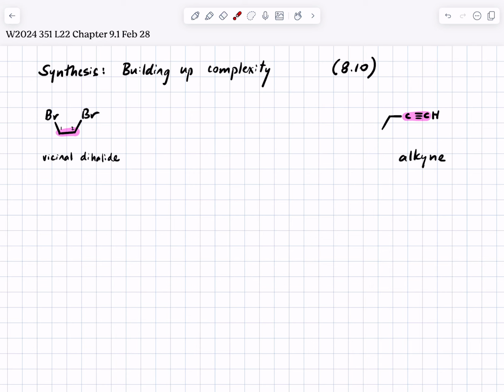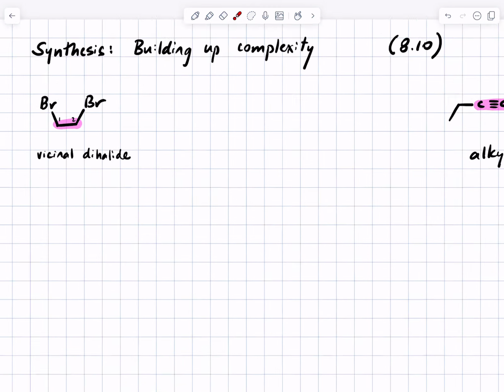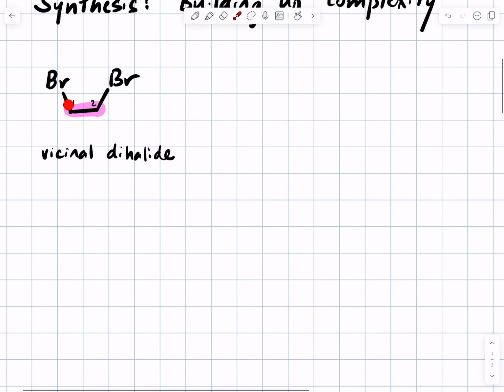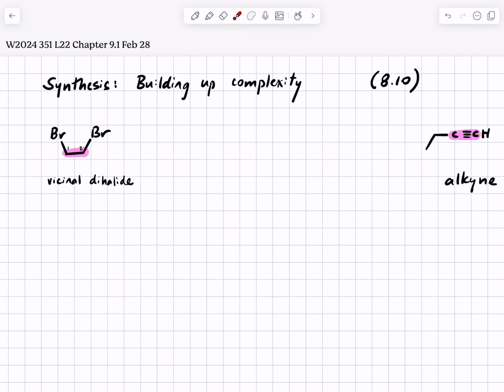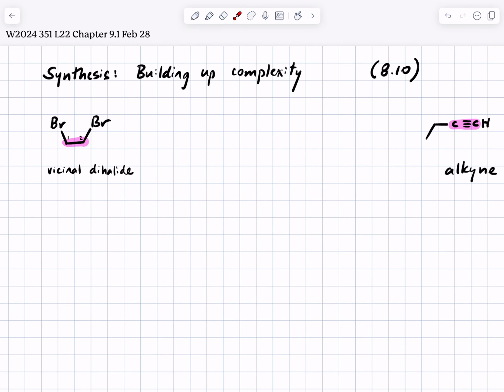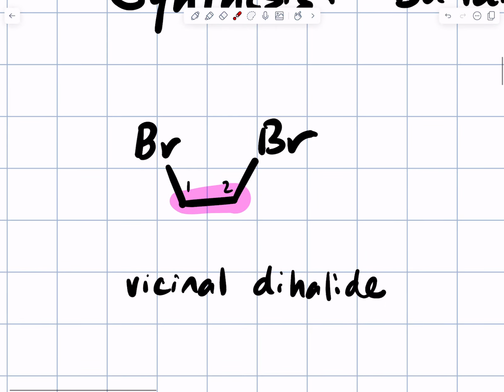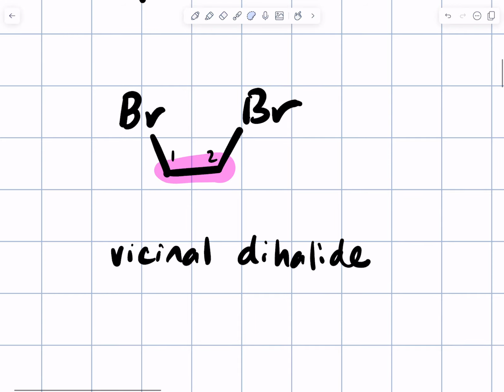So one of the tools in synthesis is going to be for you to look at a complicated product, look at groups in that product, and think, I think I know how I could have made that. I'm going to highlight that by pointing out that these 2 carbons in your starting material are these 2 carbons in your product. Being able to see that and recognize that as a pattern is useful in planning out your synthesis strategy. So your text points out that this starting material is called a vicinal dihalide.